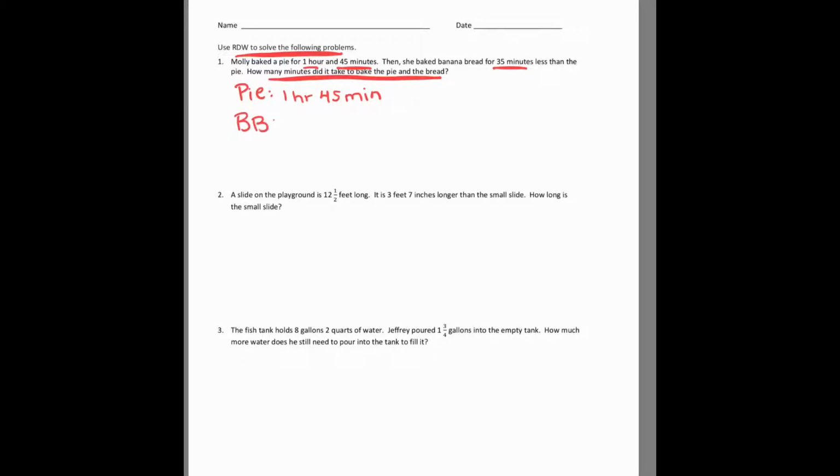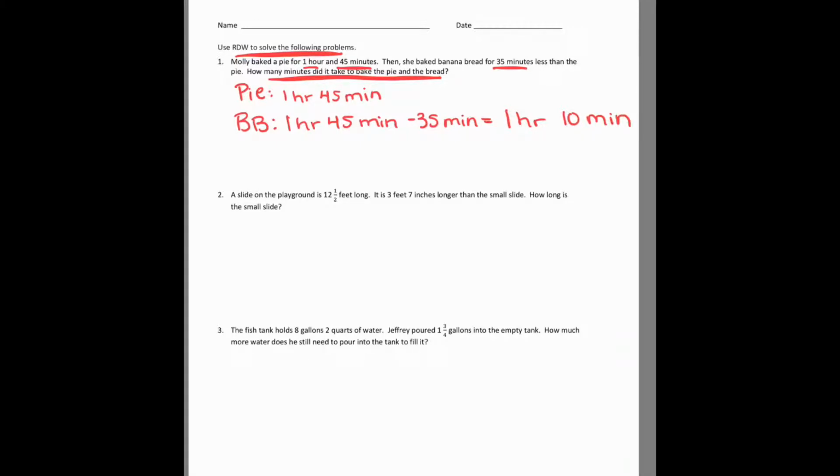Well, the pie is 1 hour and 45 minutes. The banana bread was 35 minutes less. So I'm going to take 1 hour and 45 minutes and then subtract 35 minutes to figure out what the banana bread was. When I do that, I just subtract the minutes. 45 minutes minus 35 minutes is 10 minutes. So the banana bread took 1 hour and 10 minutes.